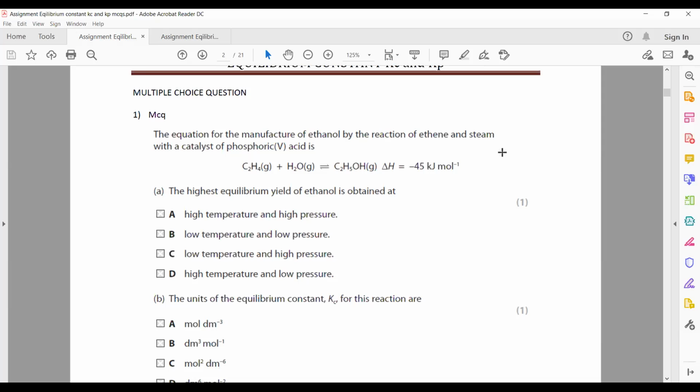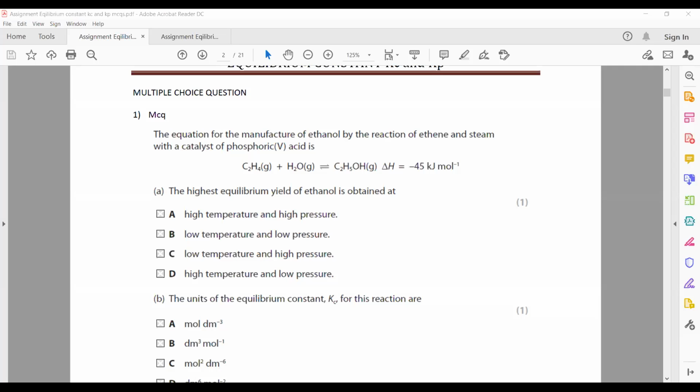The highest equilibrium yield for ethanol. It's a reversible reaction as well as exothermic. If you recall the factors which affect the position of equilibrium, for an exothermic reaction we prefer low temperature, and for endothermic we prefer higher temperature for greater yield. And for pressure, an increase in pressure shifts the equilibrium towards the side where the number of moles is less, and decreasing pressure shifts the equilibrium towards the side where the number of moles is more.